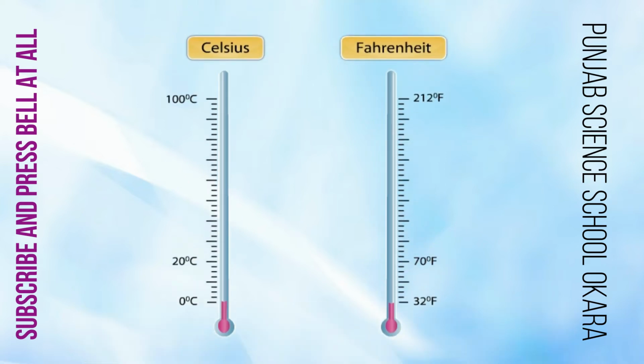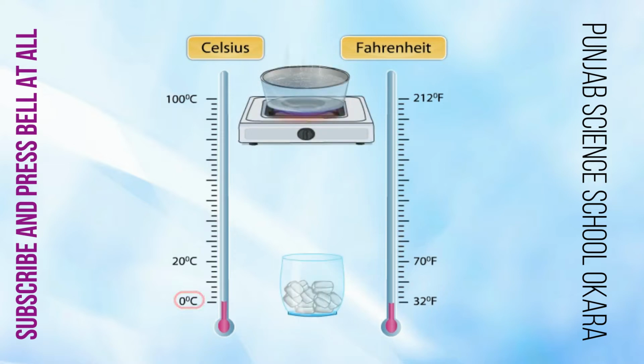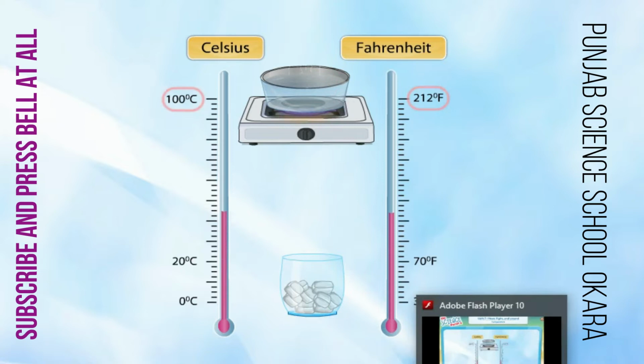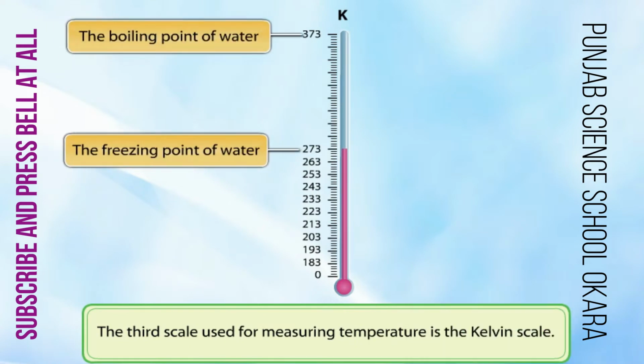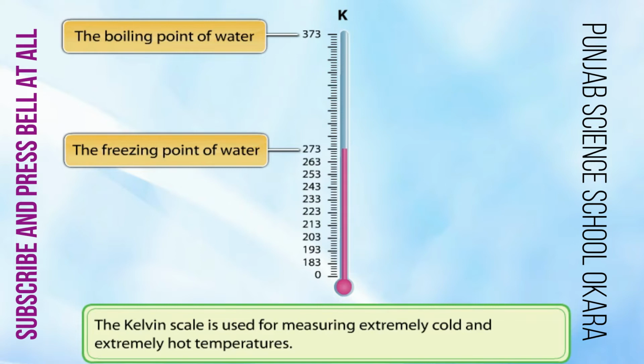On the Celsius scale, water freezes at 0 degrees and boils at 100 degrees. On the Fahrenheit scale, water freezes at 32 degrees and boils at 212 degrees. As you can see, Celsius degrees are larger than Fahrenheit degrees. A third scale used for measuring temperature is the Kelvin scale. The Kelvin scale is used for measuring extremely cold and extremely hot temperatures.